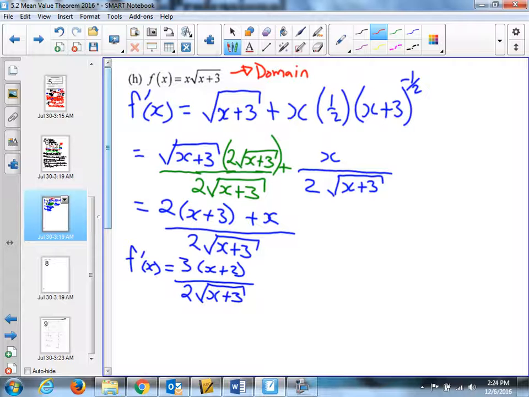Can you have negative 3.1 though? No, that comes up negative. So the domain would be, whether you want to state it with brackets, interval notation, or with greater than, less than. In this case, we're going to just say x is greater than or equal to negative 3. Greater than in this case, right?